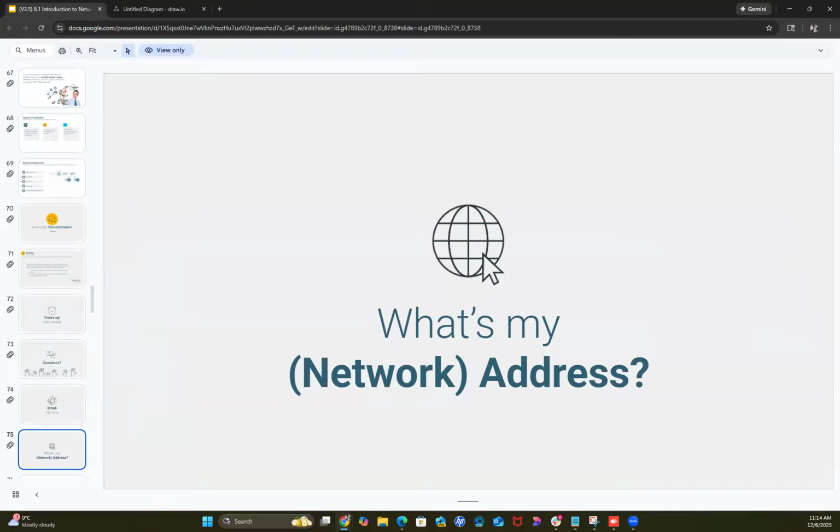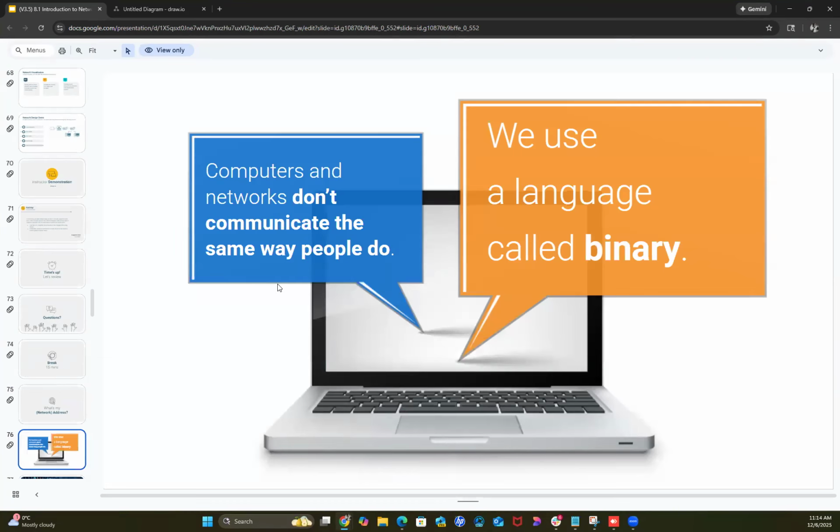Okay, now starting network address. What is my network address? Computer and network do not communicate the same way people do, so they use a language called binary.